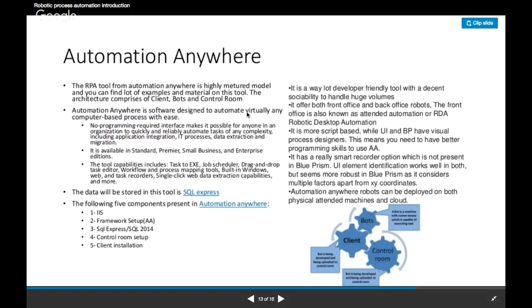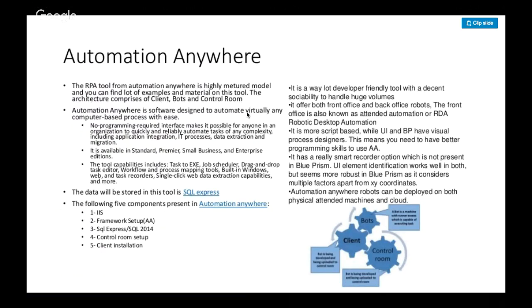Then finally, I would come to Automation Anywhere. Automation Anywhere is one of the oldest tools available in the market right now. Similar to Blue Prism, it has a client, bots, and a control room. The control room is where you monitor and spawn all the robots, and manage pushing out the process definitions that you have defined to these robots.